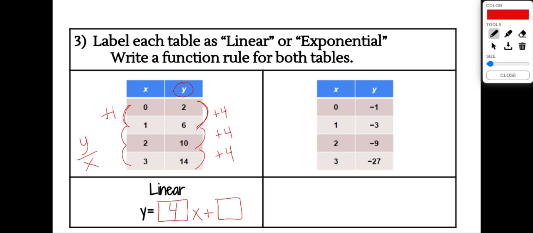And then the second number that we're adding or subtracting, that is our y-intercept. Remember, that's the b, the y-intercept, and that's positive 2 when x is 0. So the function rule for this table would be y equals 4 times x plus 2.